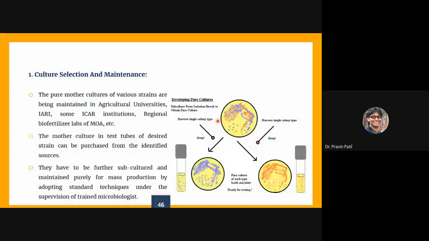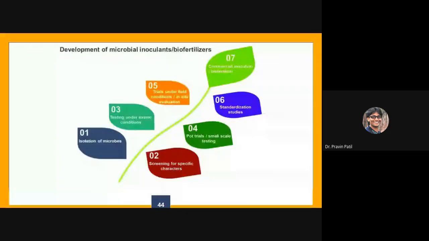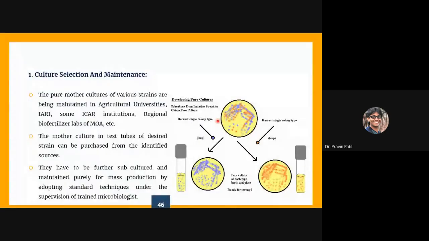So the first part is culture selection and maintenance. As we have learned, the selection of the culture at the initial level, which we call the primary selection level, can be carried out using this method. However, if we have an already established culture that can be obtained from agriculture institutes, MTCC, or NCL Pune, we can isolate those microbes.